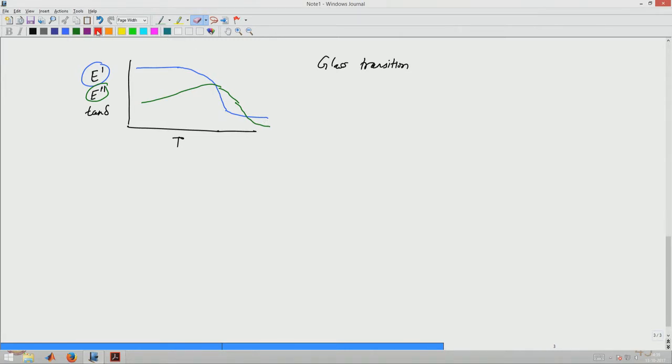Tan delta also will show a response, which again will be an increase and decrease. Of course, these are all different scales. So, both E double prime and tan delta can be used to see the glass transition temperature of the material, and so this is the glass transition temperature that can be measured.